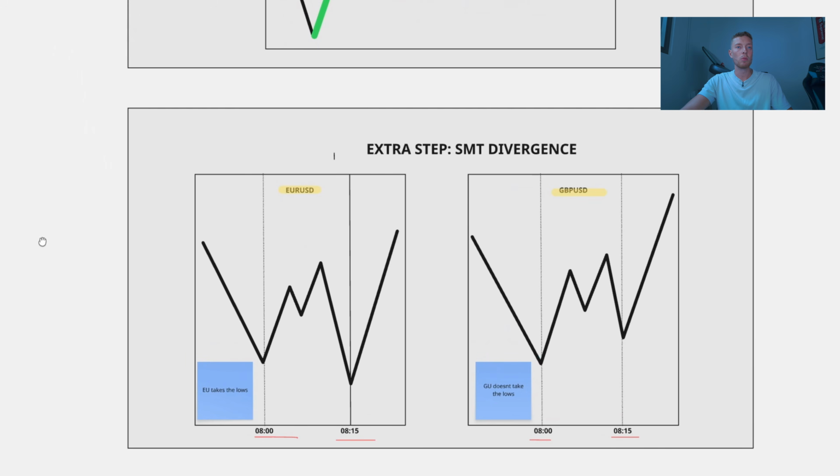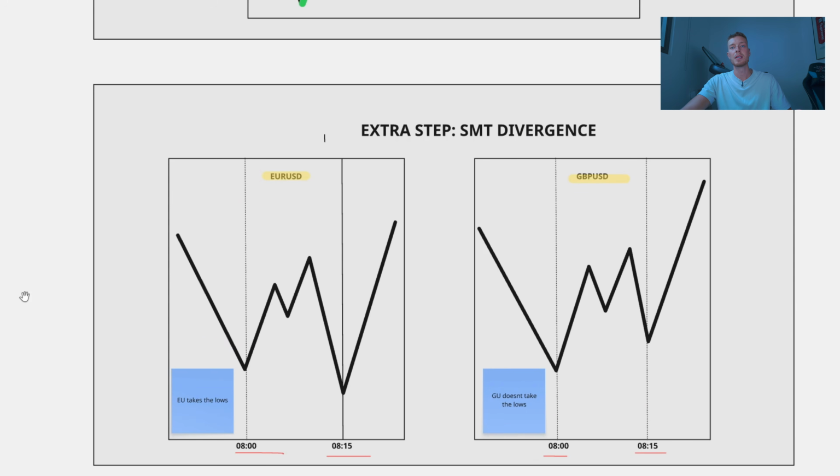And then we have an extra step, which is an SMT. Now, if you don't know what an SMT is, all you need to do is look for the previous low that was formed on correlating pairs. So in this example, I'll use EUR/USD and GBP/USD. You want to mark out the time. So for example, if we have a low formed at 8 a.m. on both EUR/USD and GBP/USD, we want to see the leading pair, in this case EU, take that low, but GU doesn't take that low.